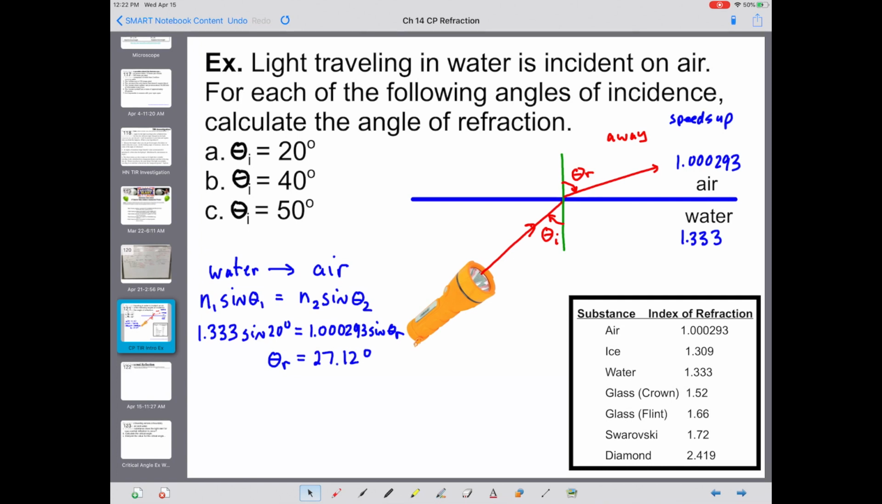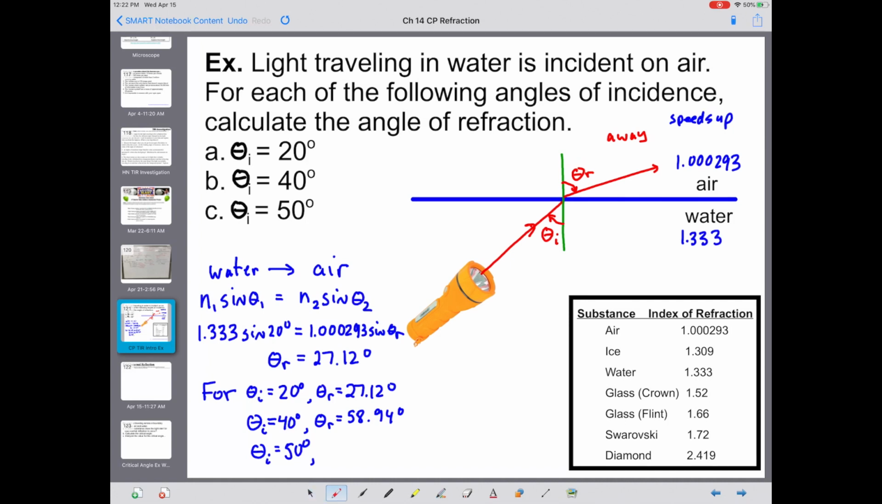If we plug in the other angles, then what we find is for the 40-degree angle, we get a 58.94 degrees angle. So that it is bending even further away from the normal.